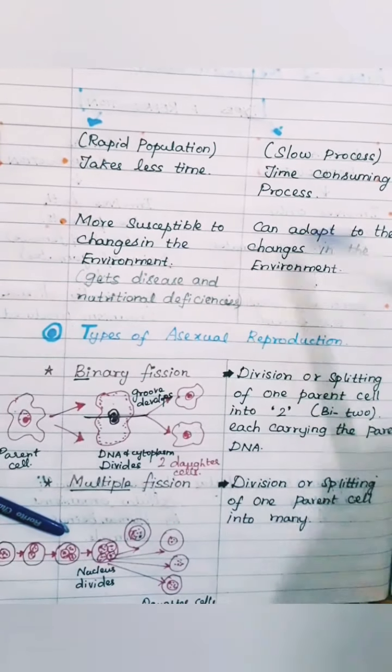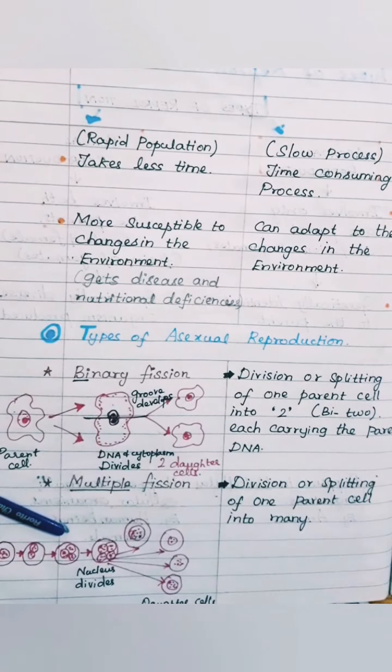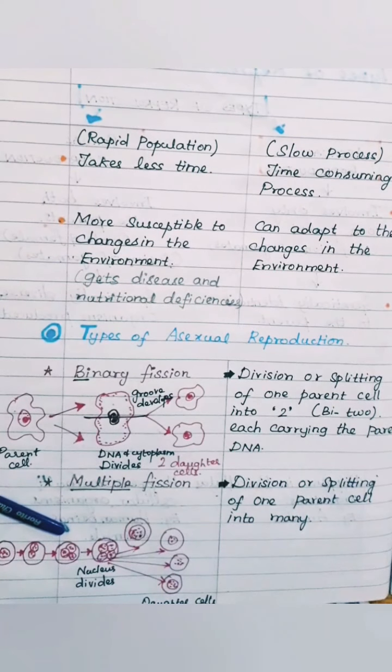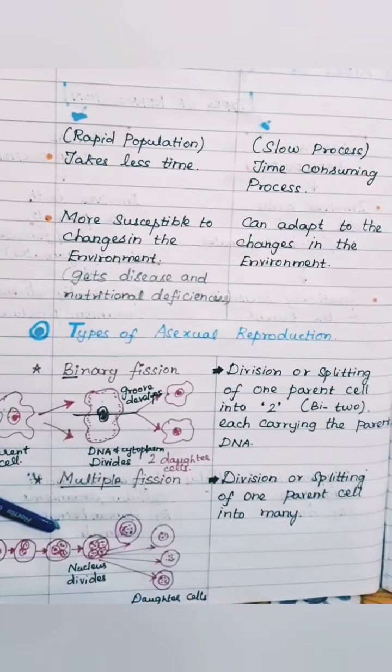In asexual reproduction, the offsprings produced are more susceptible to changes in the environment. They are affected by the changes which are occurring in the environment. They get disease and nutritional deficiencies very easily. Whereas in sexual reproduction, they can adapt to the changes in the environment because they are having the traits of both the father as well as the mother. So they are comparatively stronger. So they can adapt to the changes in the environment.